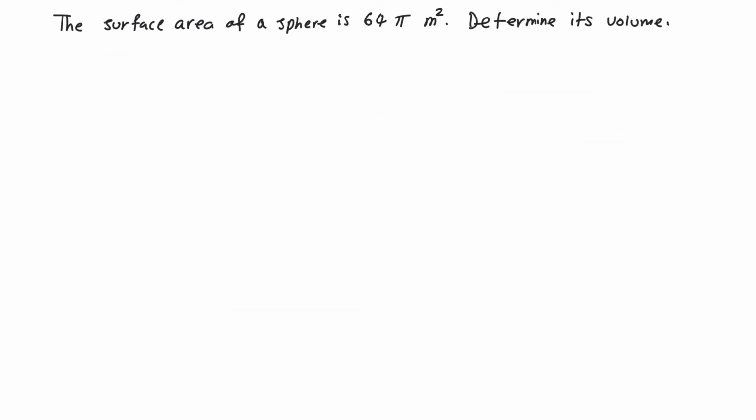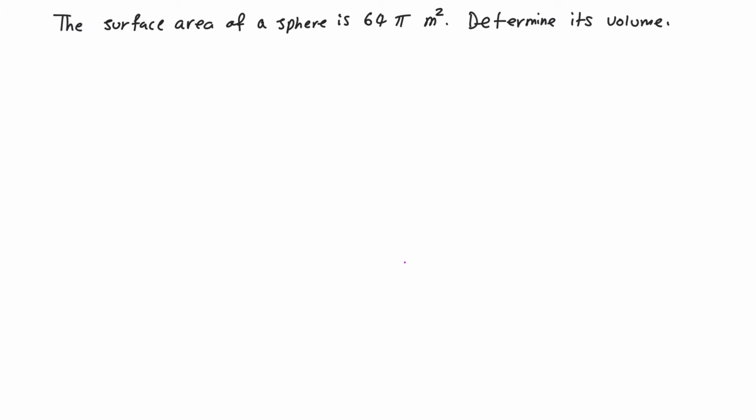Now, the next question says the surface area of a sphere is 64 pi meters squared, and we want to determine its volume. So they give us the surface area, and they want us to find the volume. So think about how you're going to approach this, and try it out, and then watch the video to see the answer.